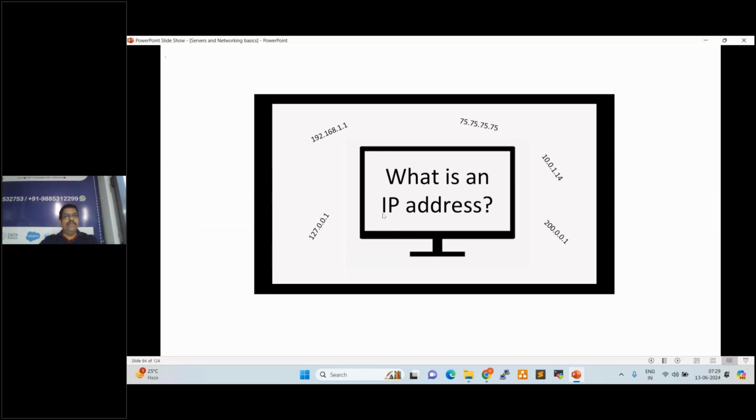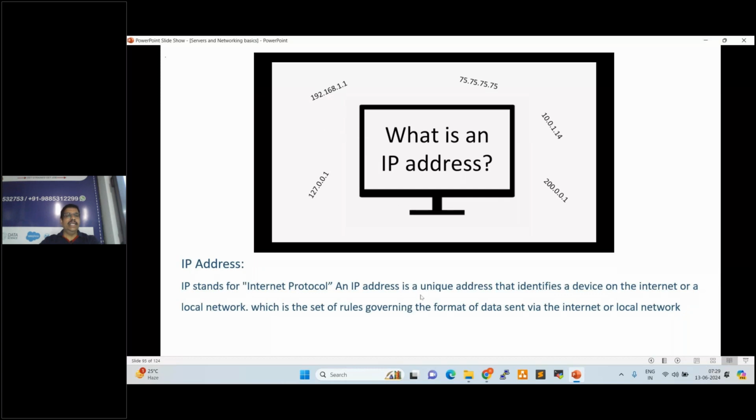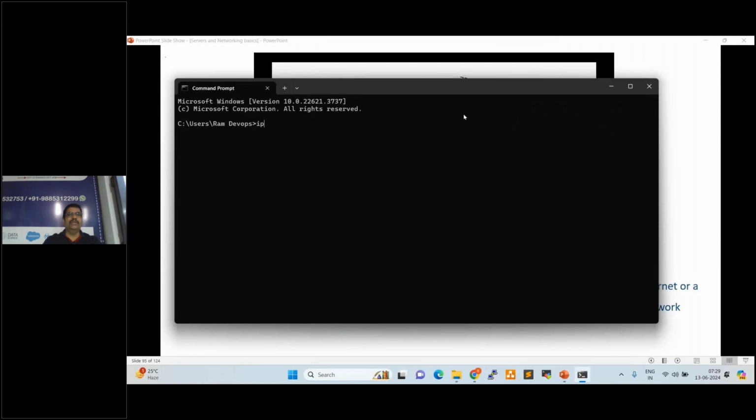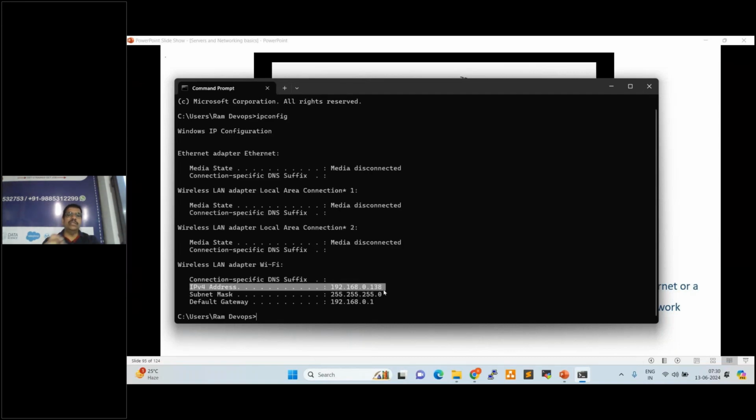See here, IP stands for Internet Protocol. An IP address is a unique address that identifies the device on the internet or a local network, which is a set of rules governing the format of data sent via the internet or local network. Every laptop or desktop or server has an IP address. That is a unique address, so IP will not overlap. For example, if you open command prompt and search ipconfig, see here, this is my IP address. Every device has its own unique IP address.